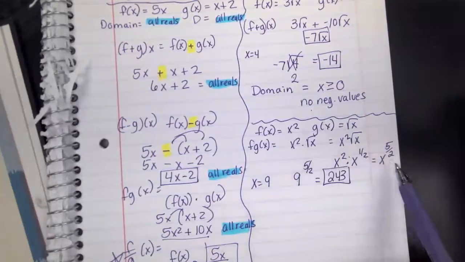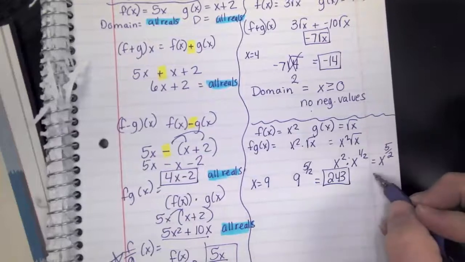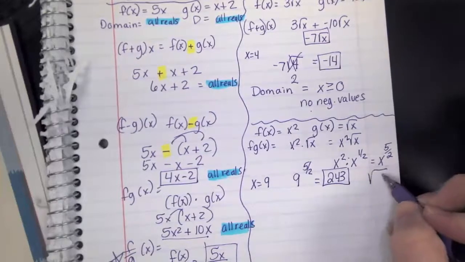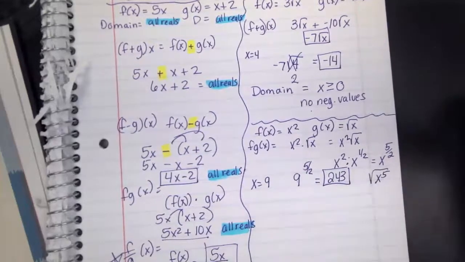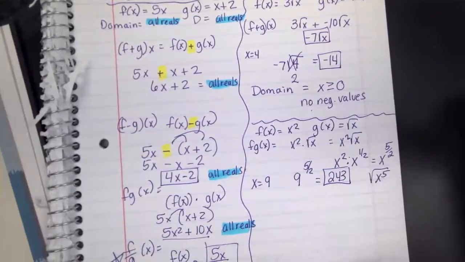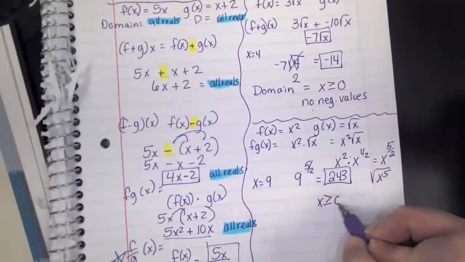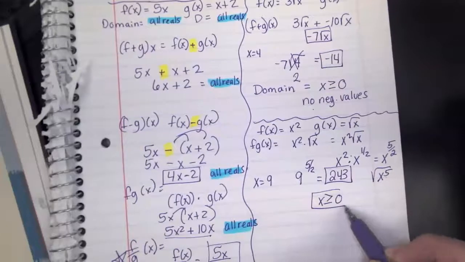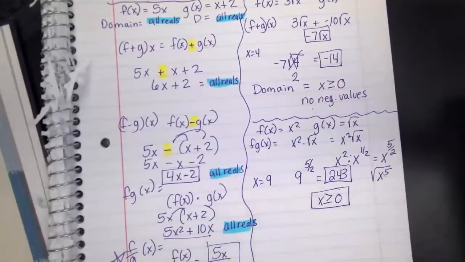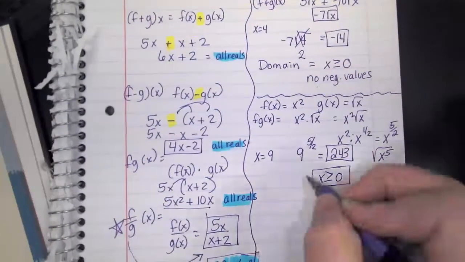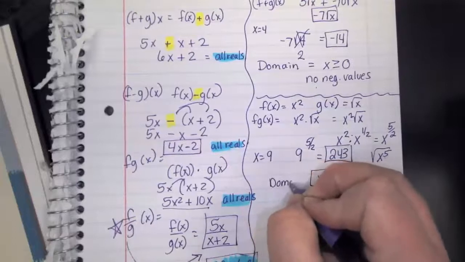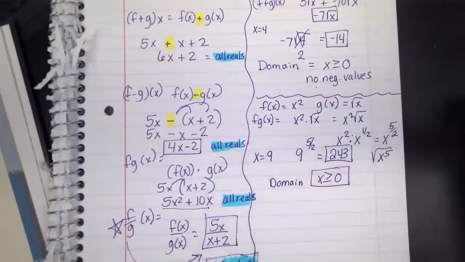Now, what would be the domain of this? Well, remember, what does this look like? Right? Can I take the square root of negatives? I can't. So x has got to be greater than or equal to 0 again. I can't take the square root of negatives. So this would be my domain. This is why we were talking about how your swoop goes a certain way.